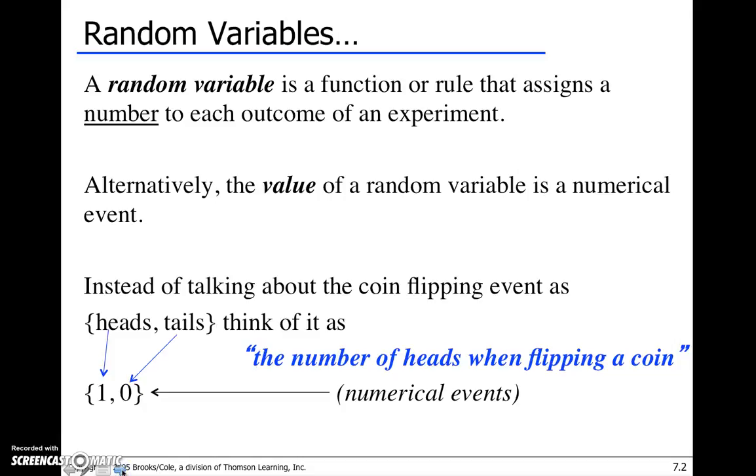Random variable. What is a random variable? A random variable is a function or rule that assigns a number to each outcome of an experiment. Alternatively, the value of a random variable is a numerical event. Instead of talking about the coin flipping event as heads and tails, we can think of it as 1 representing heads and 0 representing tails. So that set would be 1, 0.